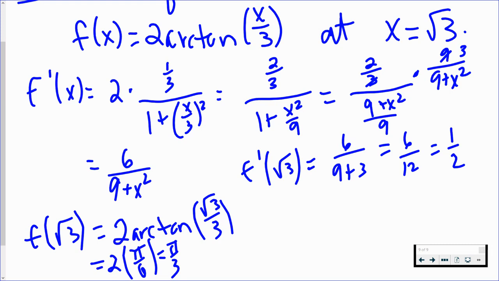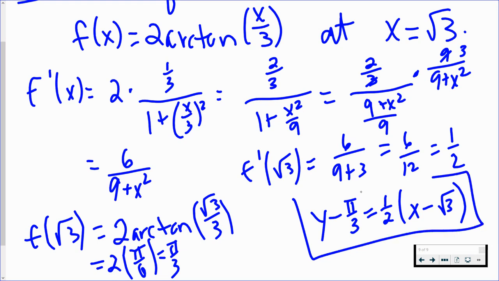So now let's write out the equation of our tangent line. y minus the y coordinate, pi over 3, equals the slope, which is 1/2, times x minus the x coordinate, which is square root of 3. And this is definitely one where it's nice that we can leave this in point slope form, because notice we've got fractions, we've got square roots, we've got pi.